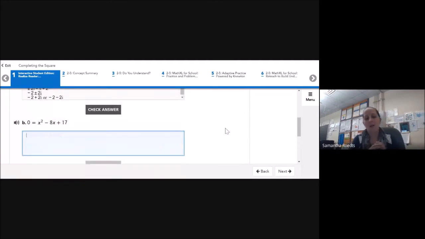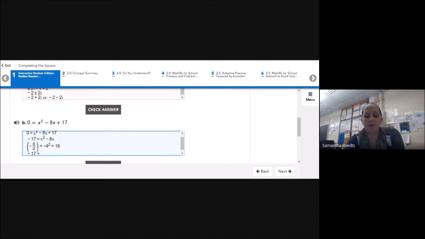Next, I have 0 equals x squared minus 8x plus 17. So I'm going to rewrite my equation, and then I'm going to move that 17 to the other side. So I get negative 17 equals x squared minus 8x. I'm going to divide negative 8 by 2. That gives me negative 4. And then I'm going to square that to 16. So I'm going to add 16 to both sides.